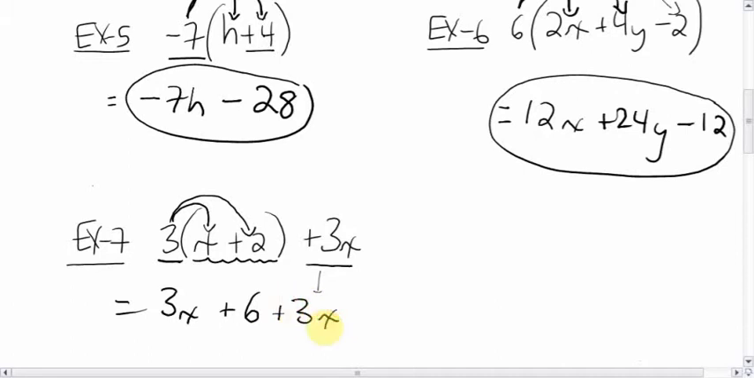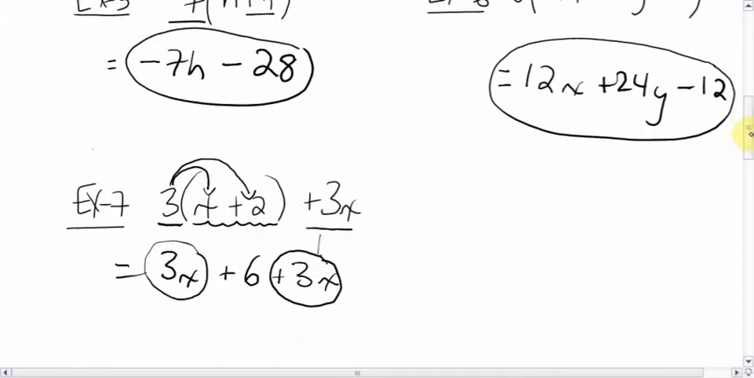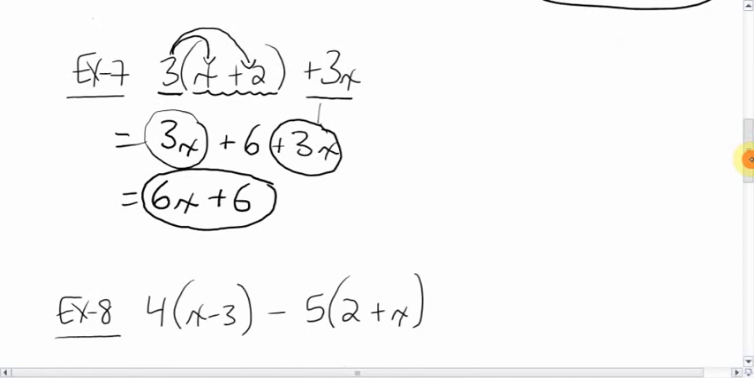Now, here, we check and we see we have like terms, an x and an x. 2 like terms, and just like we did from the last video, collecting like terms, we collect them together. 3x plus 3x is 6x. There's only one 6 left over. These are unlike terms. That's as far as you can go. The answer is 6x plus 6. Alright. What about this one?